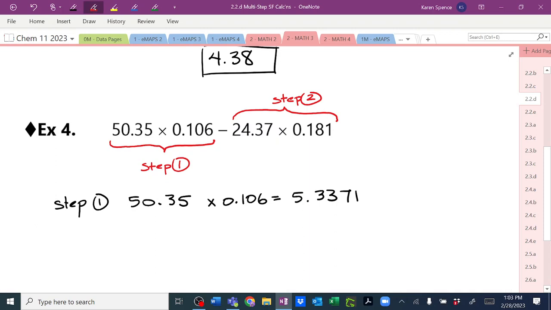This is multiplication, so we want to go to the least number of sig figs in the calculation. Here we have 4 sig figs. How many in 0.106? 3. That means that our answer should have 3 sig figs. And if this were my final answer, I would round this to 5.34, but we're not going to round yet.